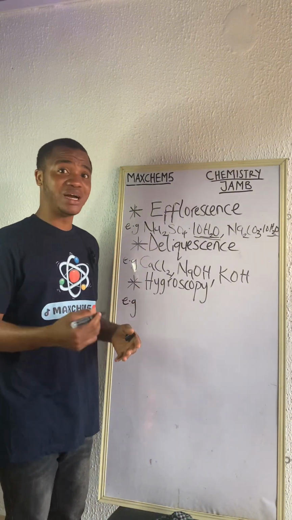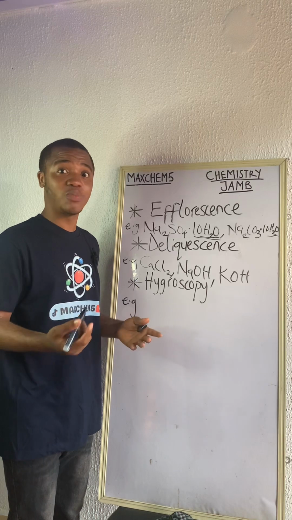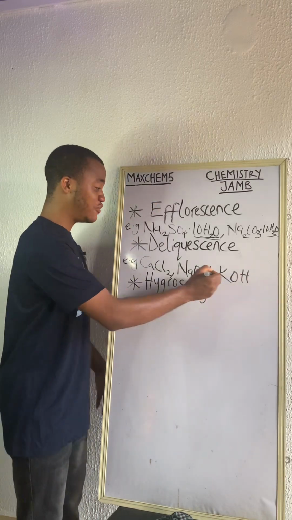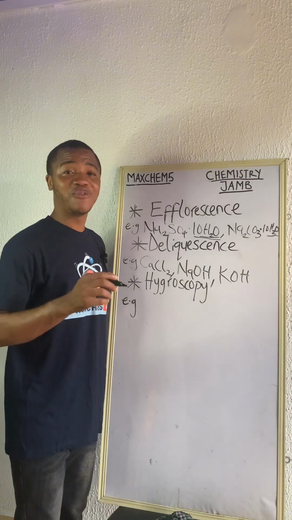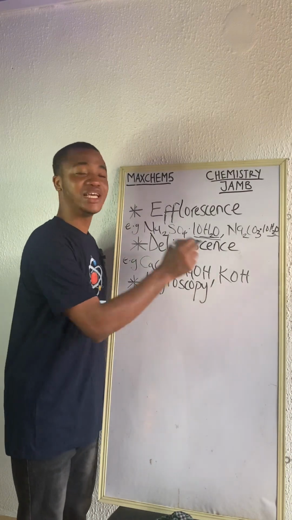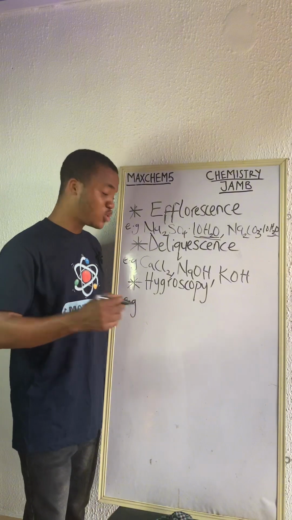So these deliquescent compounds tend to absorb moisture from the atmosphere and form solution. You can be asked in your JAMB exam to give an example of a deliquescent compound. If you see any of these three compounds in the options, just pick them. There are other deliquescent compounds as well, but for the purpose of this video, you can know these three examples. So now let us go to hygroscopy.